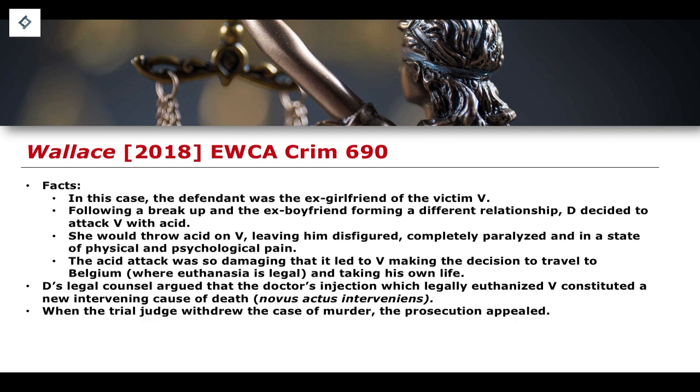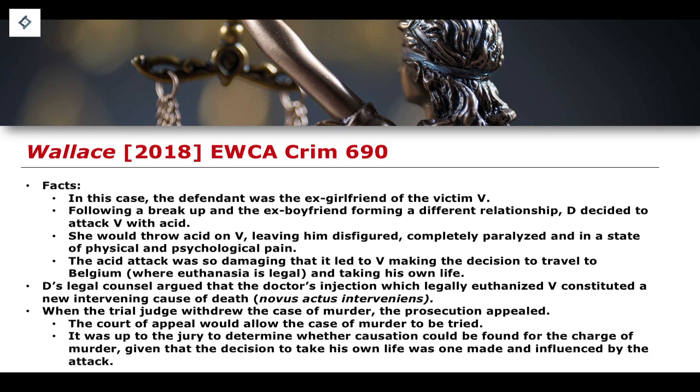And when the trial judge withdrew the case of murder on the basis of this new intervening cause, the prosecution appealed, and the Court of Appeal would allow the case of murder to be tried. Ultimately, what was done is the issue of murder was given to the jury to determine whether or not causation can be found for the charge of murder, given that the decision to take his own life was one that was made by and influenced by the attack itself. So even if the defendant's legal counsel argued that, well, the injection itself is a new intervening cause, was the decision to take his own life one that was influenced by the attack? Obviously, the answer to this question is yes.